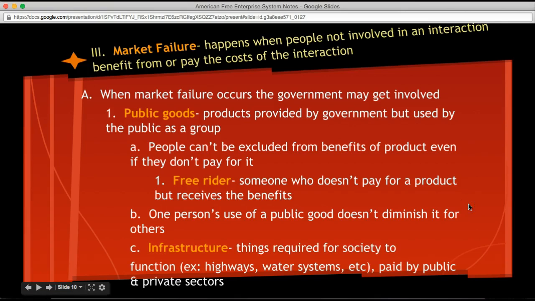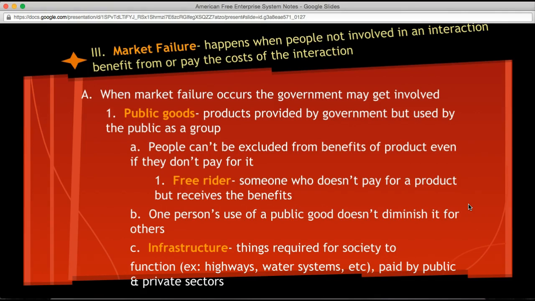Another example of a public good is oftentimes infrastructure. Infrastructure are things that are required for society to function, things like highways, water systems, trash systems, those kinds of things. These are going to be paid by the public and the private sectors. So, for example, if you're talking about the toll road, okay, in northern Indiana, the I-80-90 toll road, that's an example of an infrastructure because it was partially paid for by the government, but also we have a private company that is now running it and collecting fees on it to be able to maintain the road, okay?